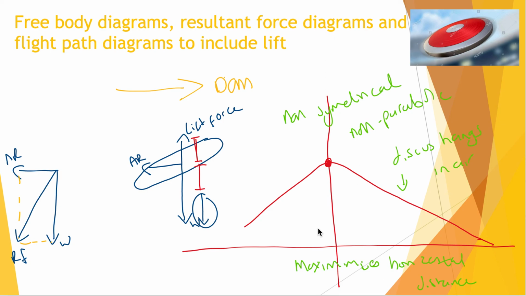And finally, we've got our free body diagrams, resultant force diagrams, and then flight path diagrams for these projectiles. So free body diagrams, we would show the lift force. Resultant force diagrams, we take lift away from weight, which just gives us air resistance and weight. We draw our parallelogram of forces and therefore our resultant force. And by taking lift away from weight, we have a resultant force close to air resistance, giving us a non-parabolic flight path and that discus hanging in the air. Same for javelin, same for ski jumper.